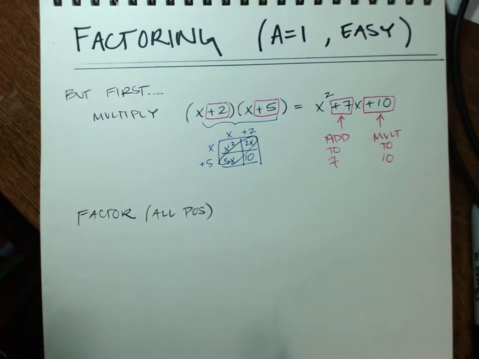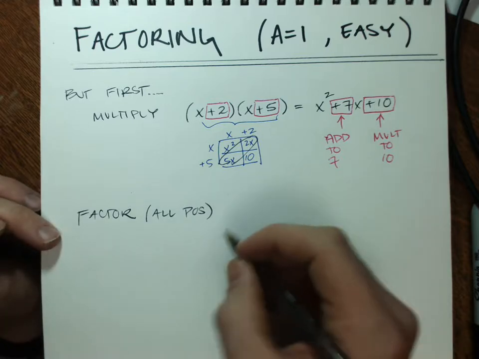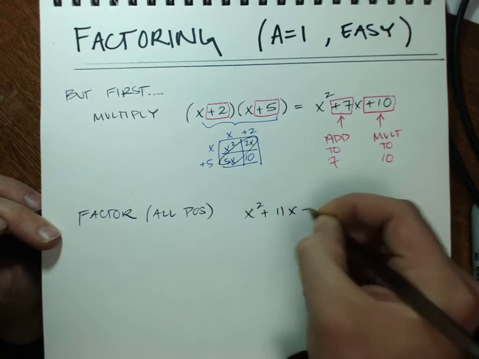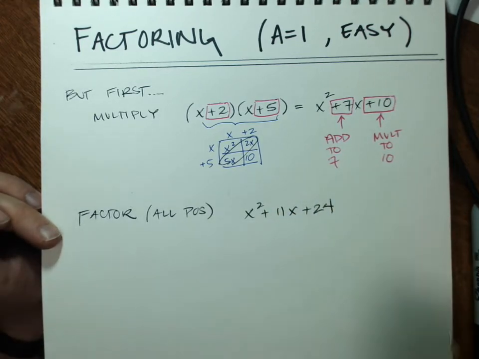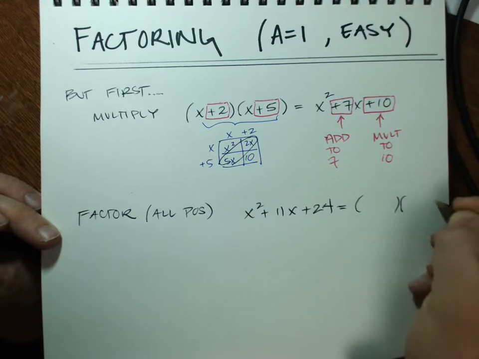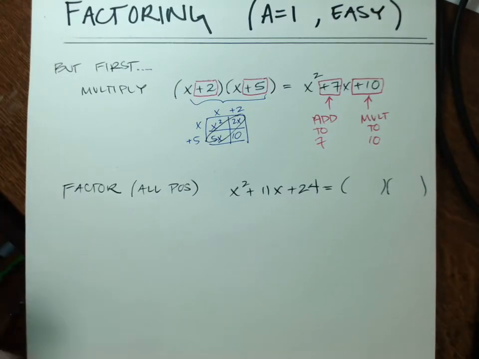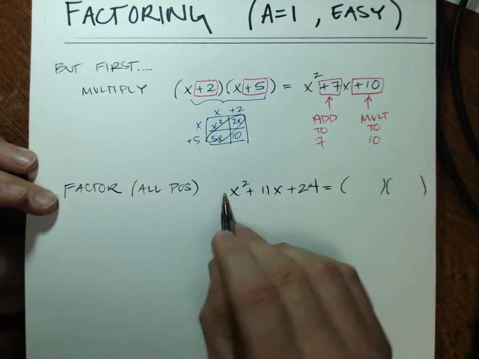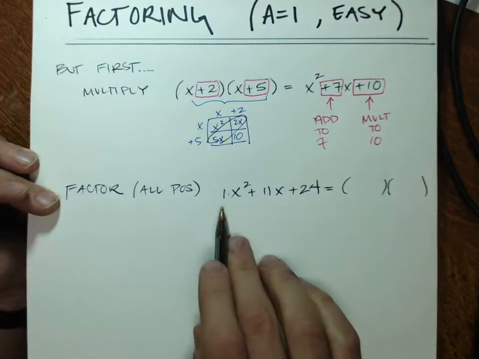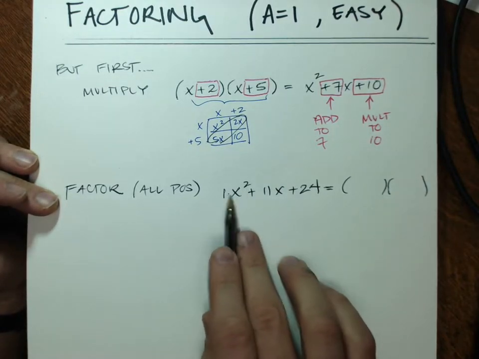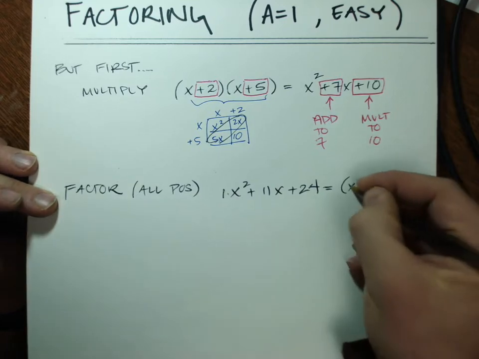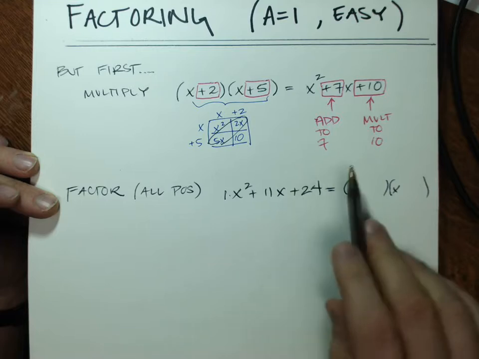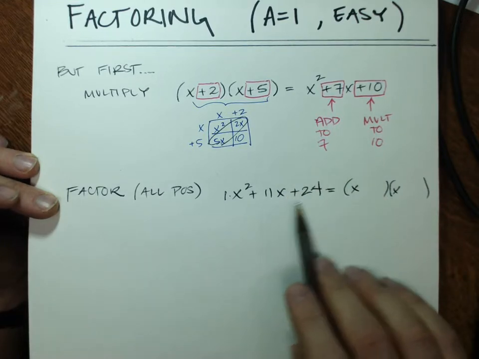So for the first one here, we'll do all positive numbers. And let's see, we're going to factor x squared plus 11x plus 24. And we want this to result in two factors, which are these parentheses. Now, the a value here is 1. There's 1x squared. Nobody really writes the 1. It's sort of implied there. But x squared was singular. And that puts this problem into this category that I'm calling easy. And it's easy because this trick isn't too hard to master.